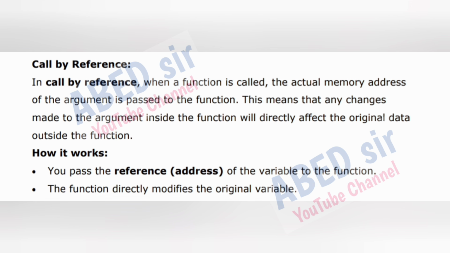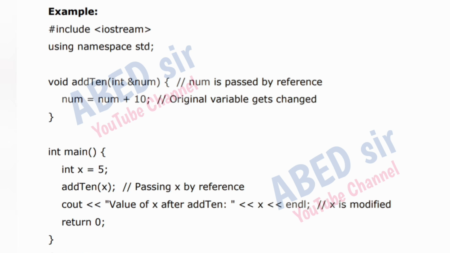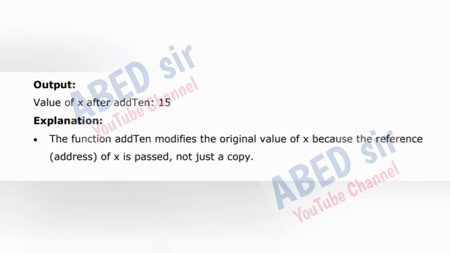Call by reference. In call by reference, when a function is called, the actual memory address of the argument is passed to the function. This means that any changes made to the argument inside the function will directly affect the original data outside the function. How it works? You pass the reference address of the variable to the function. The function directly modifies the original variable. Example. Output. Value of x after add: 15.